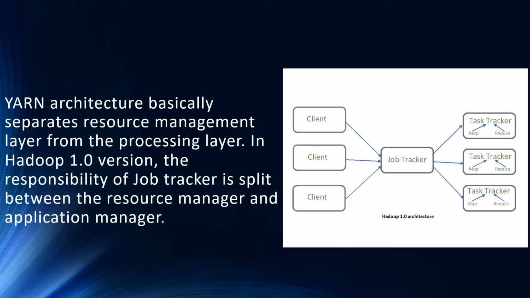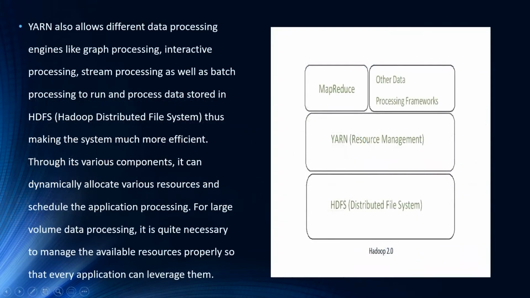YARN architecture basically separates resource management layer from the processing layer in Hadoop 1 version. The responsibility of a job tracker is split between the resource manager and the application manager. YARN also allows different data processing engines like graph processing, interactive processing, stream processing, as well as batch processing to run and process data stored in HDFS, thus making the system much more efficient. Through its various components, it can dynamically allocate various resources and schedule the application processing for large volume data processing. It is quite necessary to manage the available resources properly so that every application can leverage them.